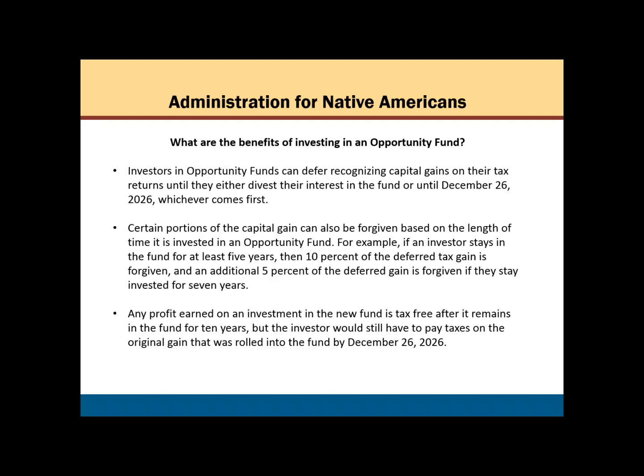And then the second one is that you get some of that capital gain actually forgiven based on how long you keep your money invested in an opportunity fund. So for example, if an investor stays in the fund for at least 5 years, you get 10% of the deferred capital gain on your investment forgiven. If you keep your investment in for an additional 2 years, so for 7 years, then another 5% of the capital gain is forgiven. So those are some good carrots. The capital gain is actually going to have less tax on it than it originally would have. And the more money you put in, the bigger difference that makes.